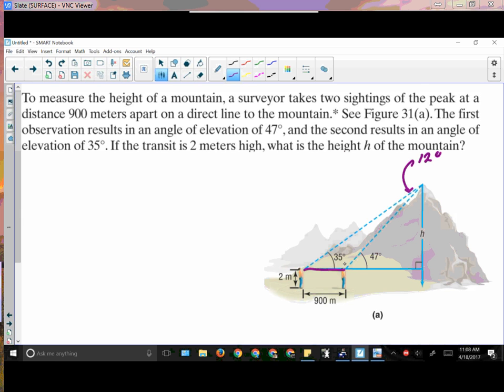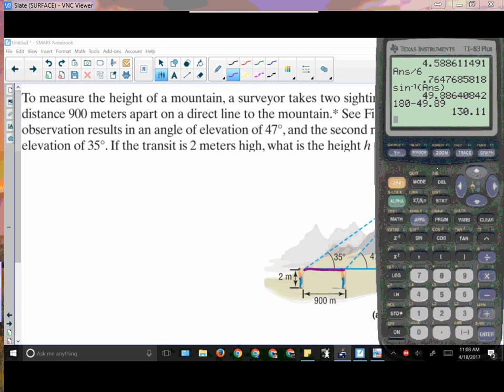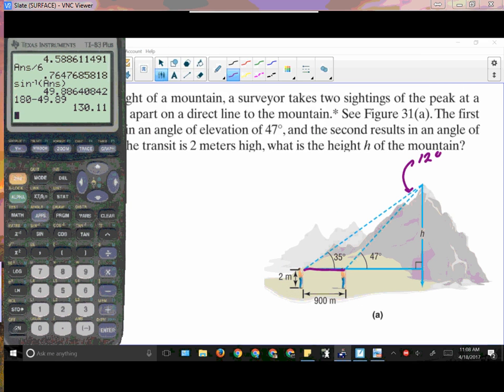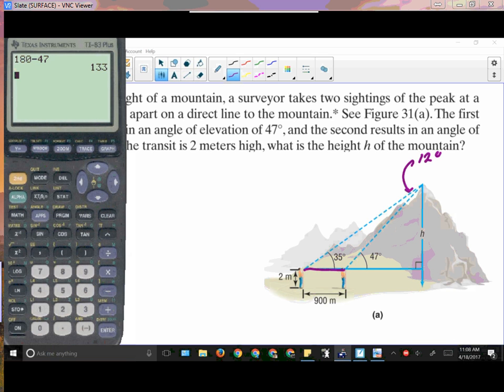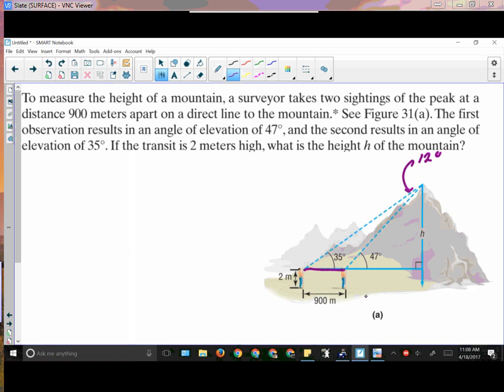By the way, what would this angle down here be? Well, isn't this supplementary here? So that should simply be 180 minus 47. So that means this angle down here is going to be 133 degrees. So do I have enough information now to set things up, to find out all the other information about this triangle here?